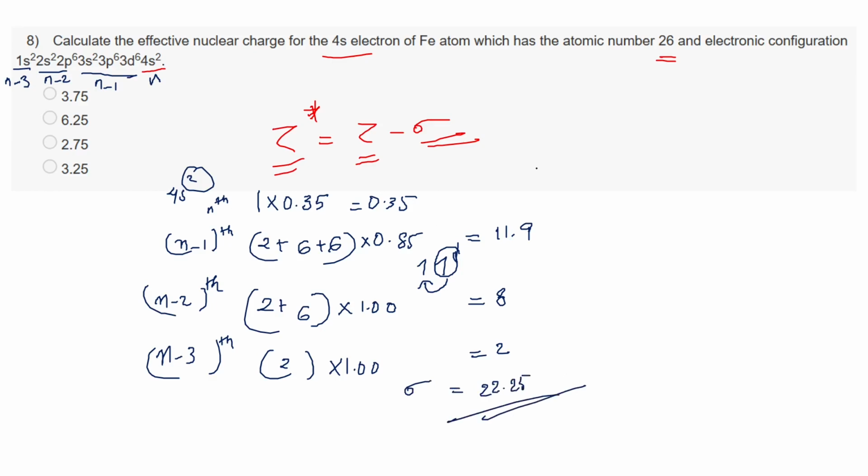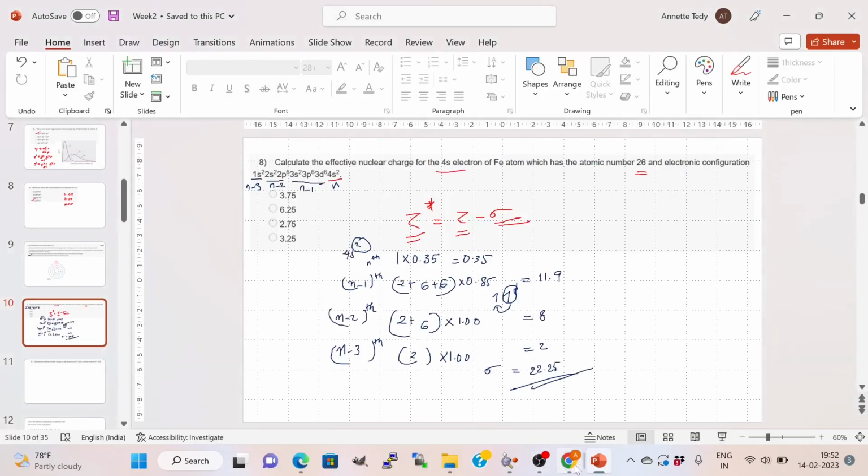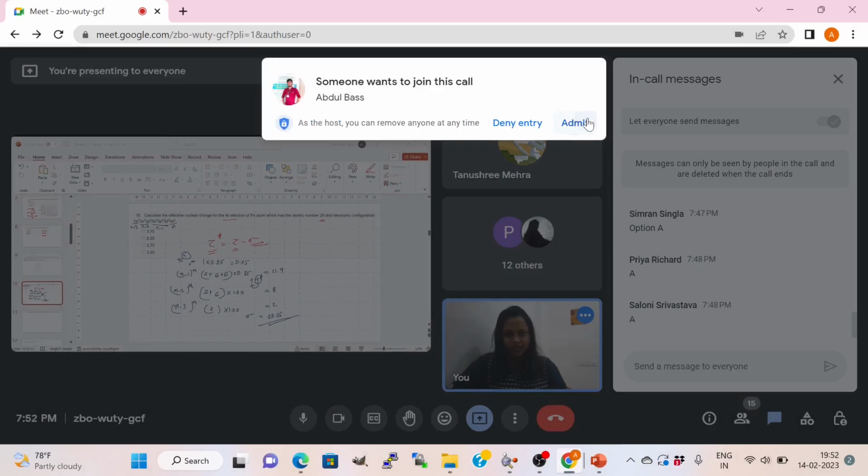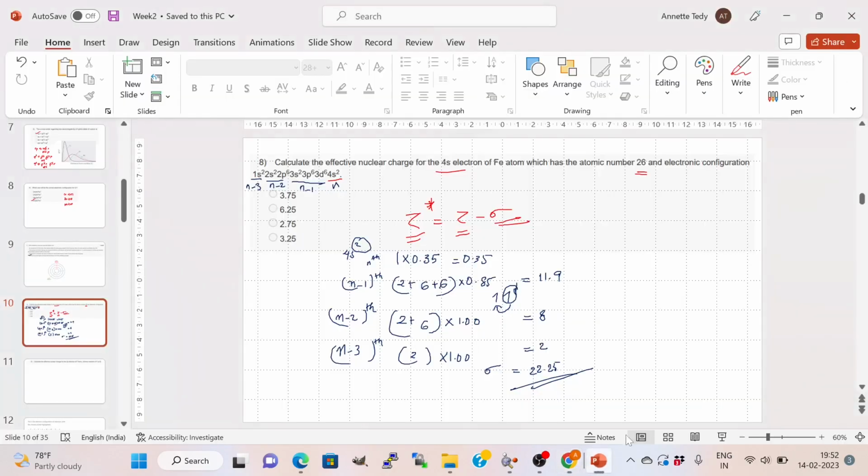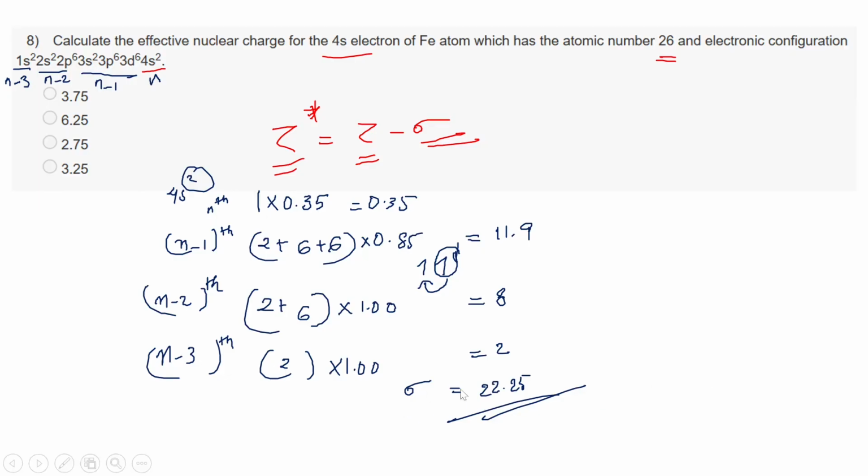Is this clear? Do you guys have any doubts in calculating sigma? No, ma'am. Okay, so sigma is 22.25.